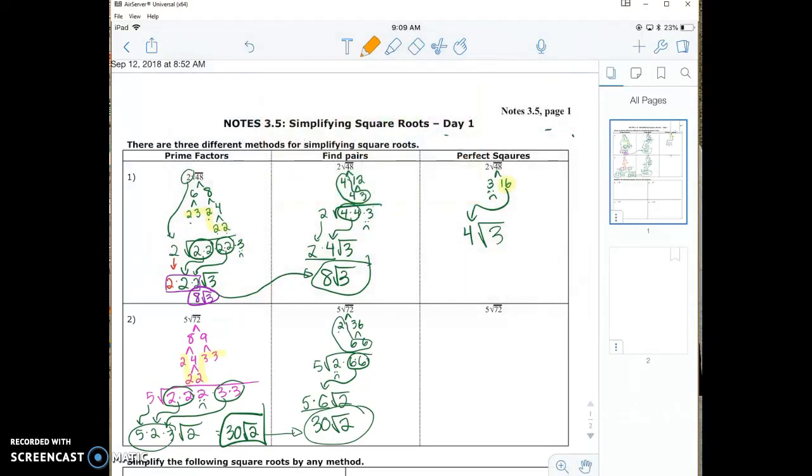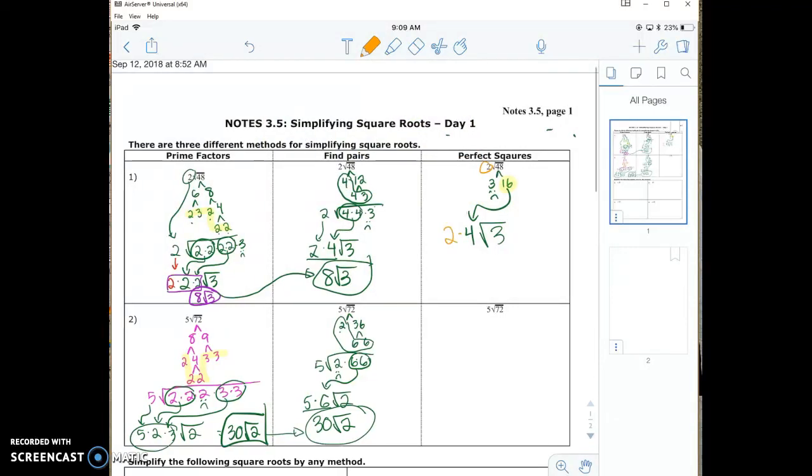Don't forget to carry down the number that was in front. Lastly, I simplify what's left. 2 times 4 is 8. Root 3. Notice, again, I have the same thing.